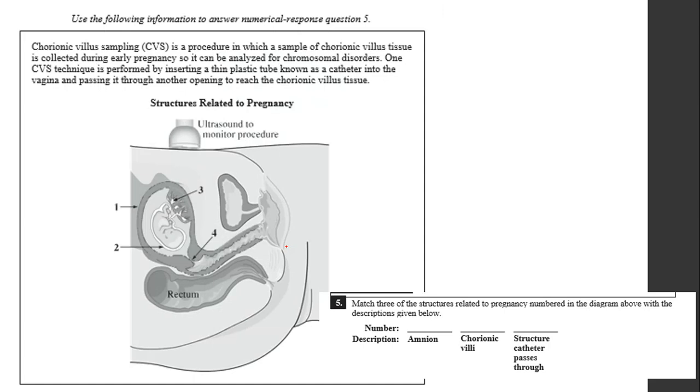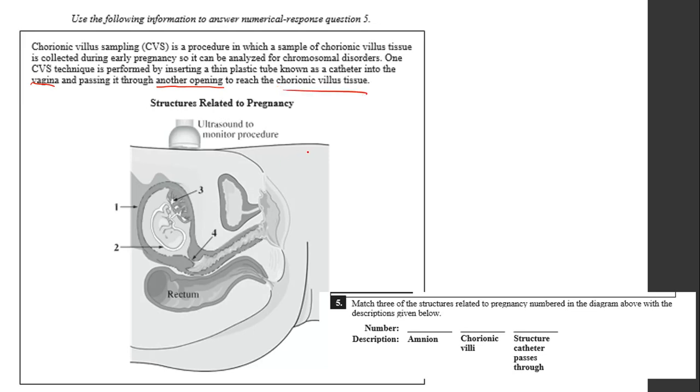Chorionic villus sampling is a procedure in which a sample of chorionic villus tissue is collected during early pregnancy so it can be analyzed for chromosomal disorders. One CVS technique is performed by inserting a thin plastic tube known as a catheter into the vagina and passing through another opening to reach the chorionic villus.